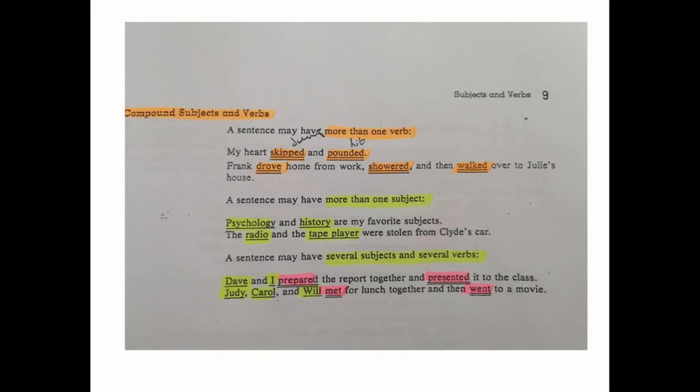Judy, Carol, and Will met for lunch together and then went to a movie. So who met and went to a movie? Who? Judy, Carol, and Will. Three people. So that's a compound subject. What did they do? They what? Met, then went. They did two things, met and went. Therefore, met and went are compound verbs.